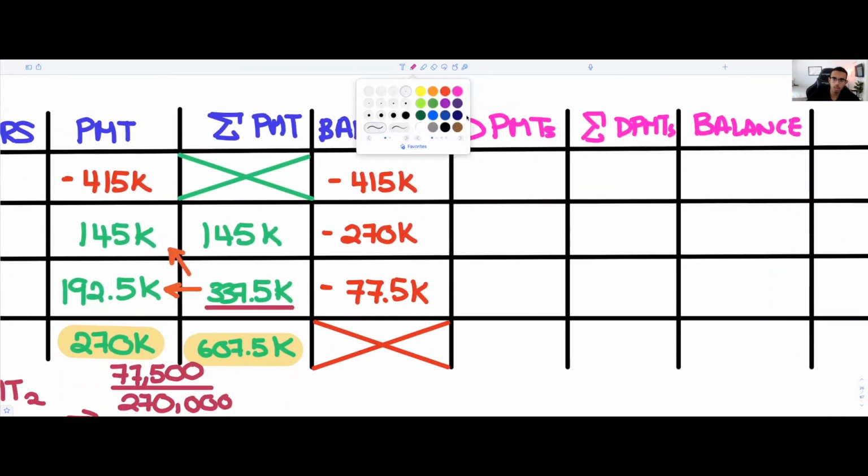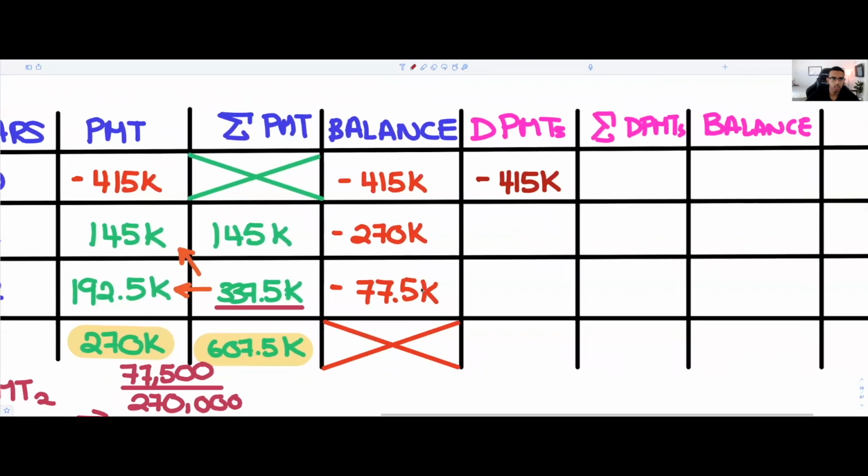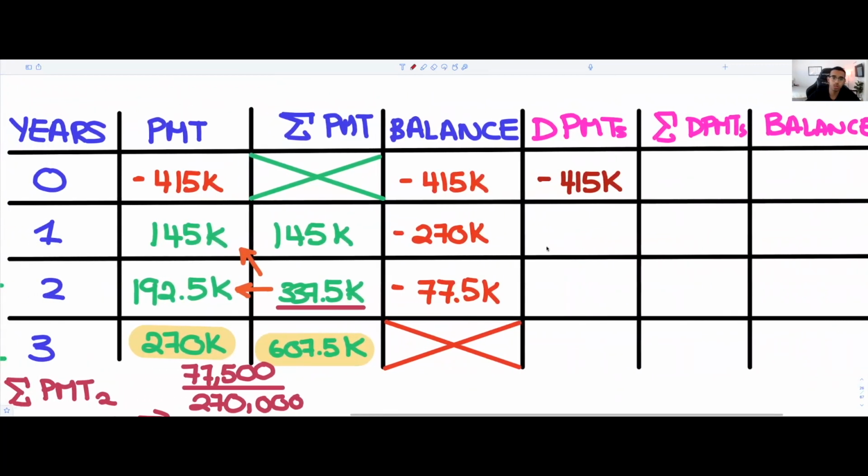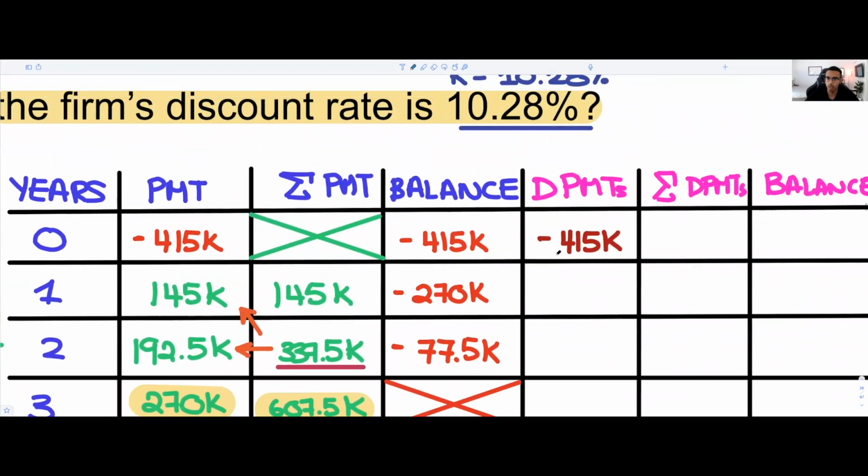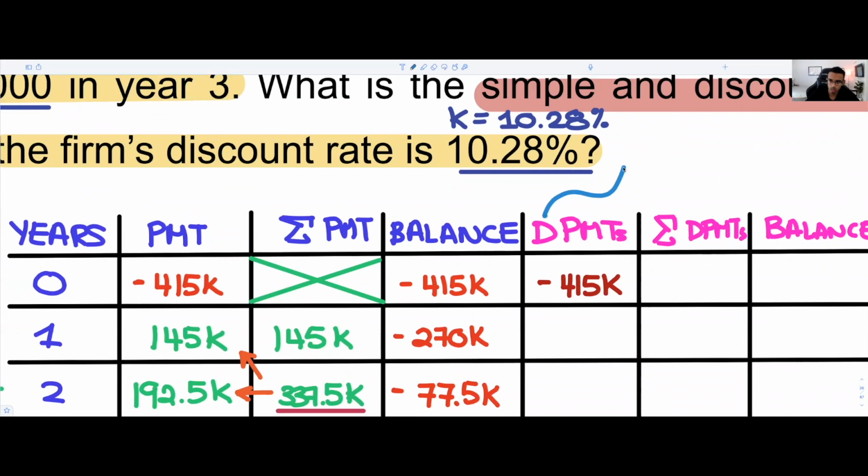Okay. So what's awesome with this method is that it's clear to us that our cash at year 0 is minus 415. That's pretty clear. But now you've got to solve for the discounted cash flows. How are you going to find these? Well, I'm going to write a little note here. For you to find the discounted cash flow, all that you're going to do is take the payment at the year over 1 plus k to the power of the year.